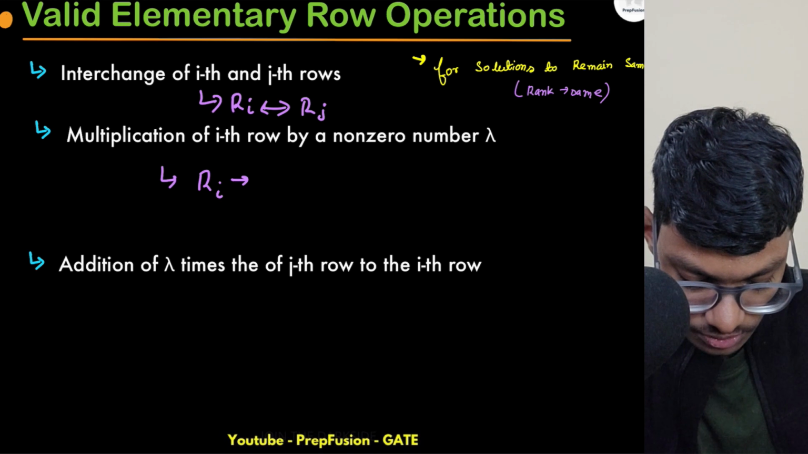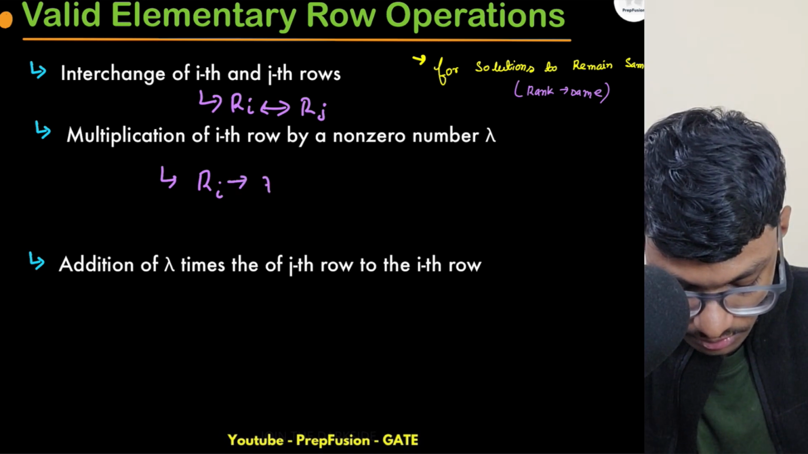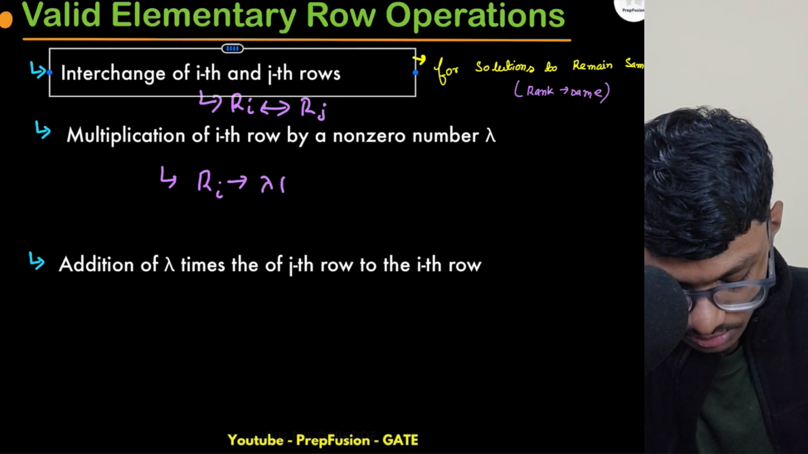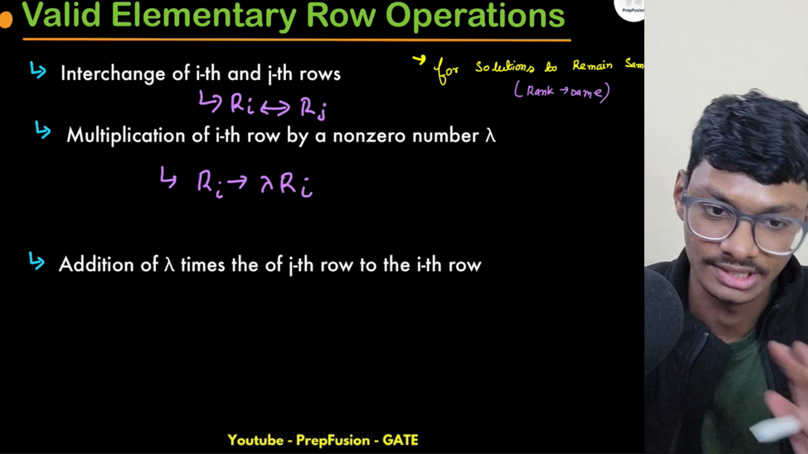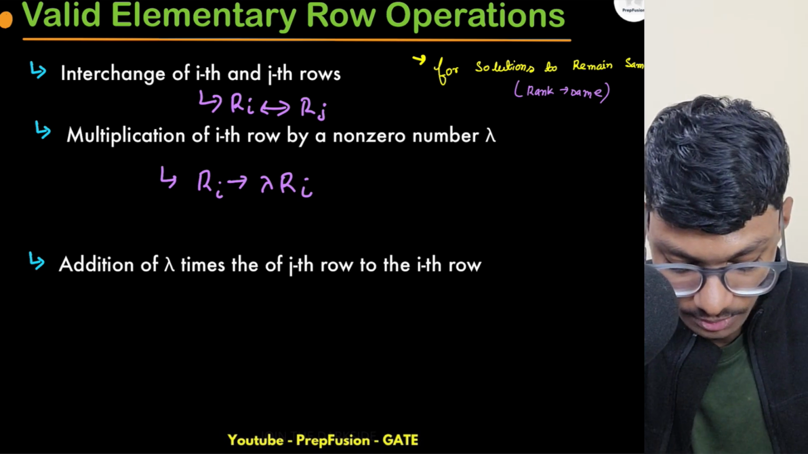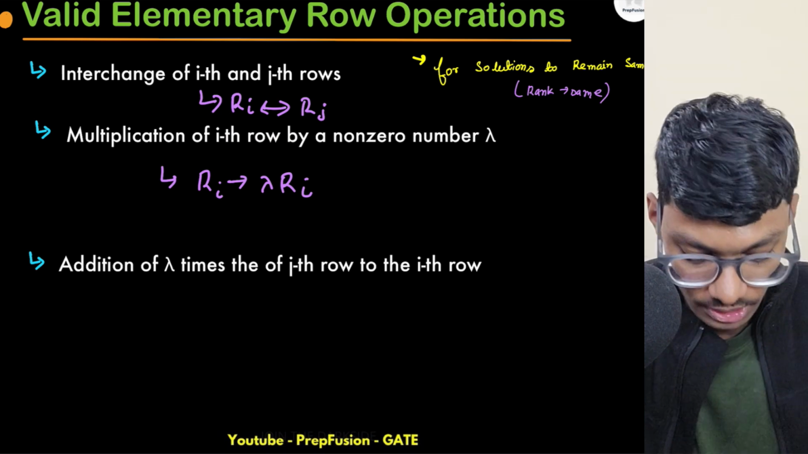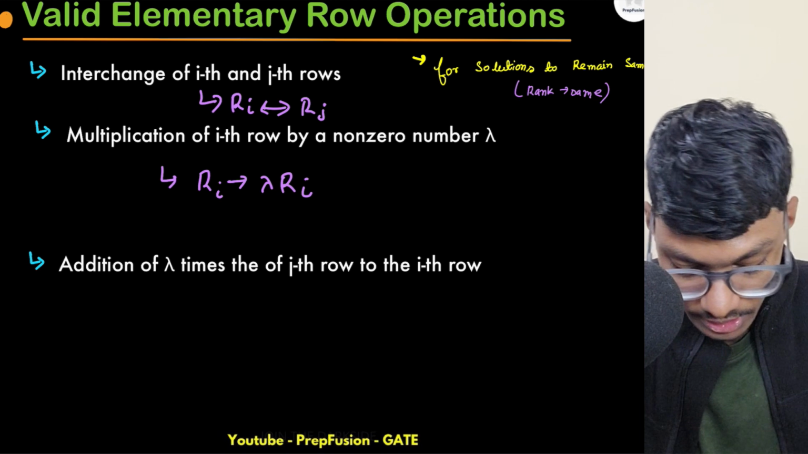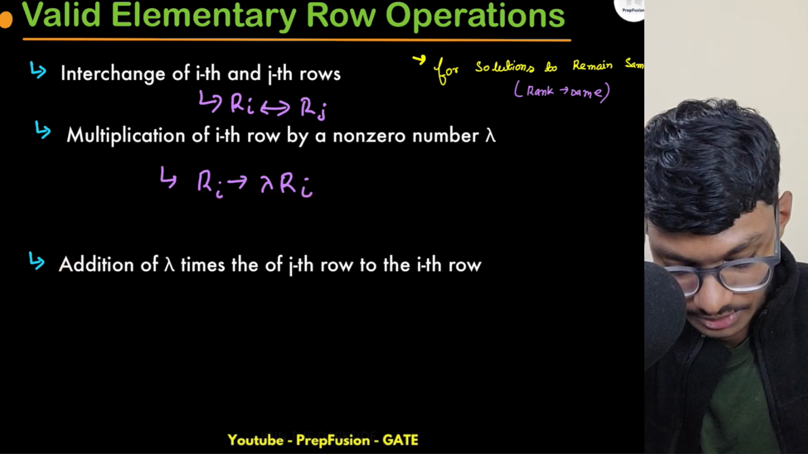ri is changed to lambda times ri. You can simply scale the whole row. But here you have to understand that the determinant changes. I will talk about this later. Again, addition of lambda times another row doesn't change the determinant. It remains constant.